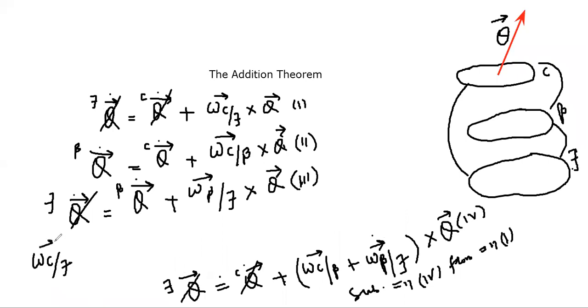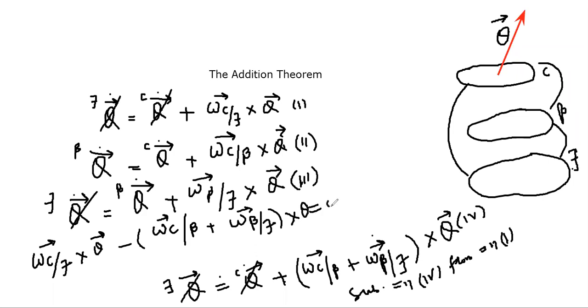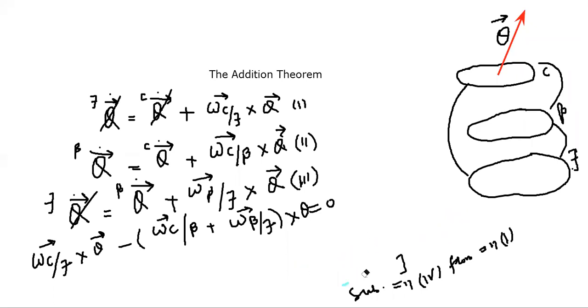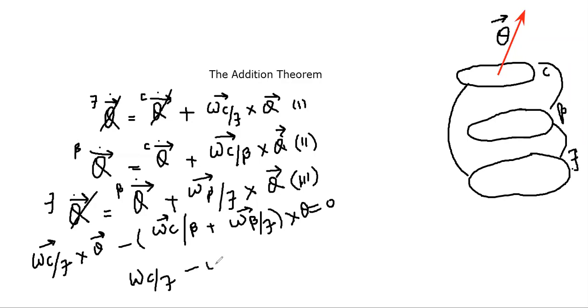with respect to ground cross product with q minus angular velocity of c with respect to beta plus angular velocity of beta with respect to ground cross q is equal to 0. Okay, therefore the equation becomes: angular velocity of c with respect to ground minus angular velocity of c with respect to beta minus angular velocity of beta with respect to ground, cross product with q vector is equal to 0.